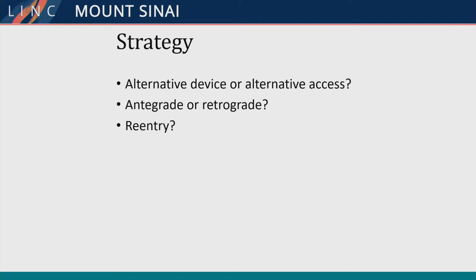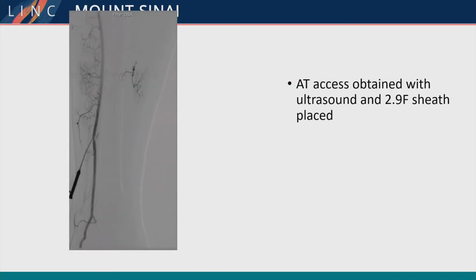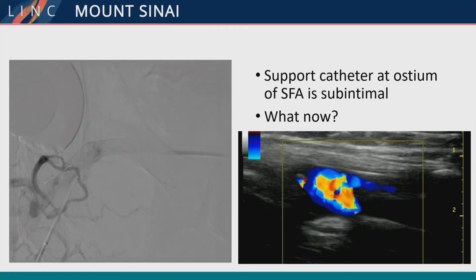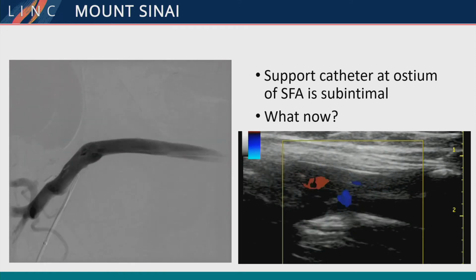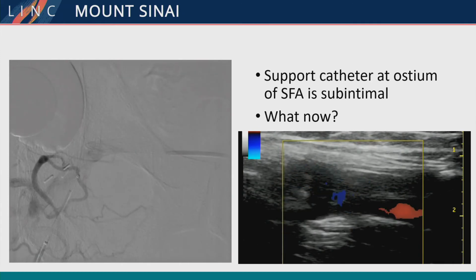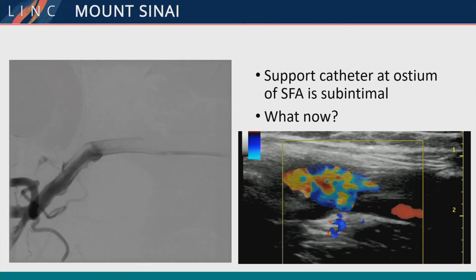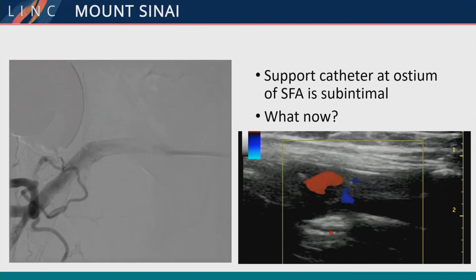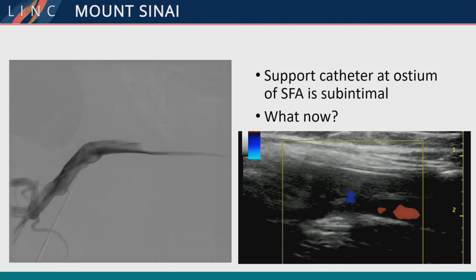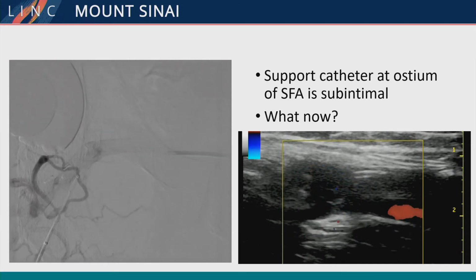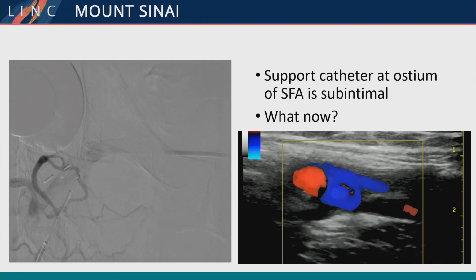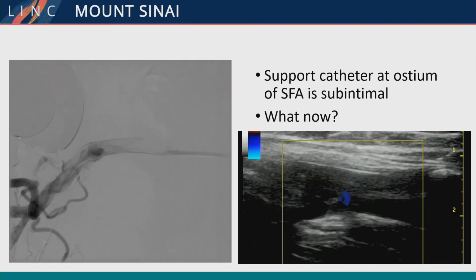So in this case, because of the flush occlusion, we decided first access to go retrograde from the anterior tibial approach using a small sheath. We got up to the common femoral artery where we were subintimal with the support catheter. So the question is, what next? We use a lot of ultrasound-guided intervention in our lab. You can see on the right, this is a different case, but a case where I'm pulling back an angled NaviCross catheter after I'm subintimal, and I can see where the SFA origin is. I angle it, and I aim my catheter right at it and push, or use a non-hydrophilic wire at that point to try to puncture it back in.